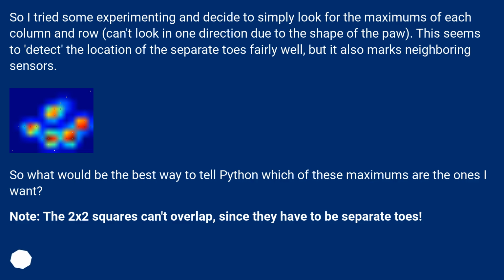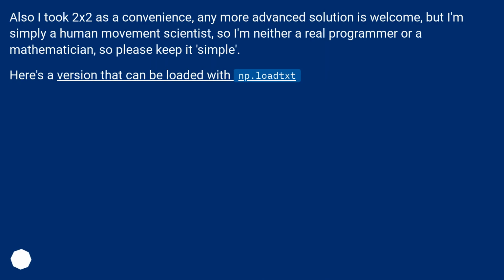No, the 2x2 squares can't overlap, since they have to be separate toes. Also, I took 2x2 as a convenience. Any more advanced solution is welcome, but I'm simply a human movement scientist, so I'm neither a real programmer nor a mathematician, so please keep it simple. Here's a version that can be loaded with np.load.